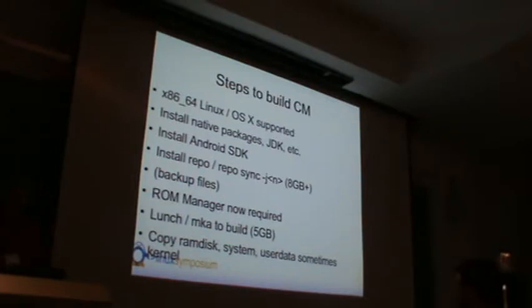OS X is also supported. I've not tried to build CyanogenMod from source on OS X, but it is documented in the wiki. You need a bunch of native packages. Obviously, I installed Sun JDK, I installed Git, and other tools like that. They're listed right on the wiki. Install the Android SDK, which I got from Google. Install repo, which is just a shell script: you wget it, make it executable, then you do repo sync -j, however many things you want to sync at the same time.